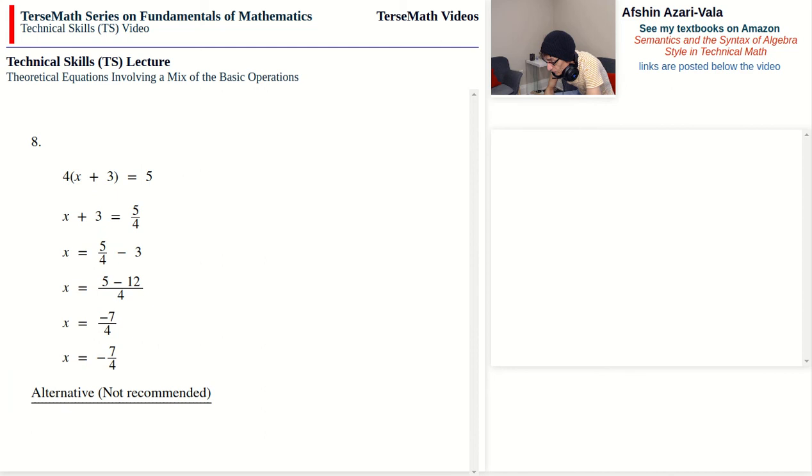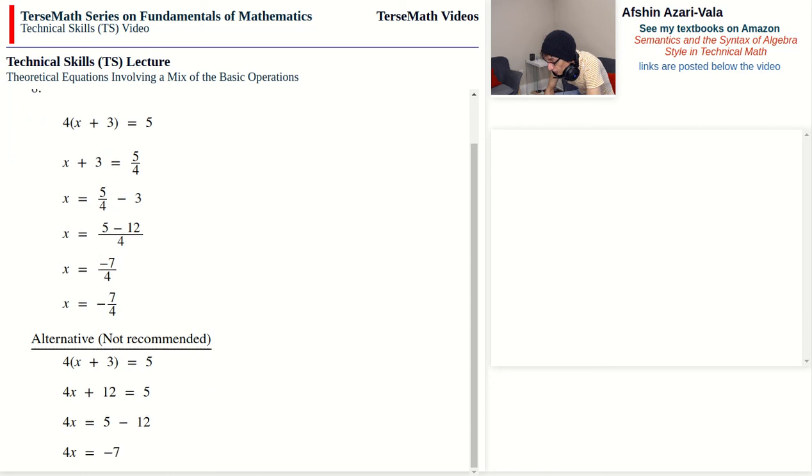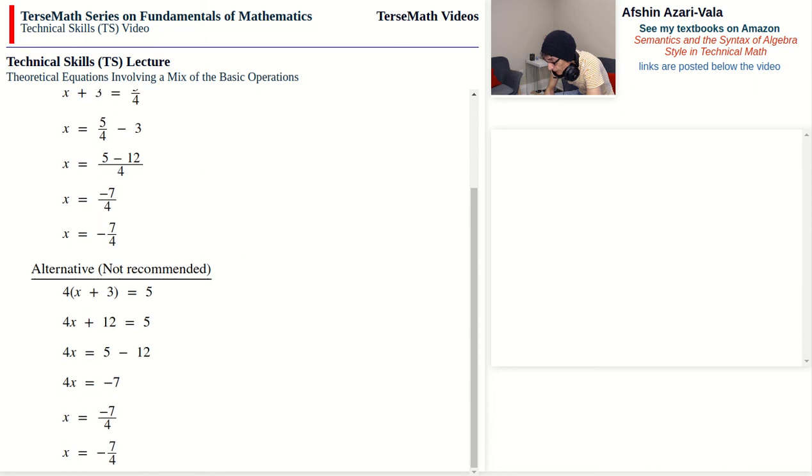The alternative solution would be to multiply 4 by x to get 4x, and then 4 times 3 to get 12. Solve for the term that contains the unknown. Simplify. Solve for the factor that contains the unknown. And we get -7/4.